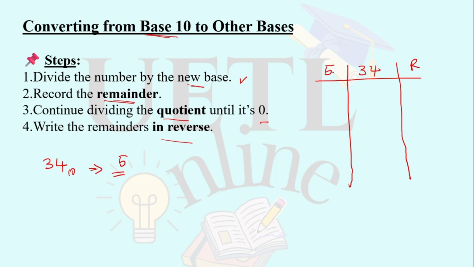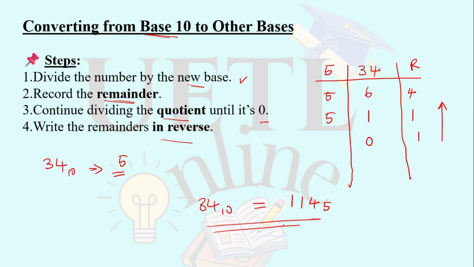Okay, so here we can see that 5 into 34 is 6, remainder 4. Okay, then now we say 5 into 6 is 1, remainder 1. Then you say 5 into 1 is 0, remainder 1. Okay, so now we just have to write our remainders in reverse. So this means that our answer is going to be 1, 1, 4, base 5. Okay, so 34 base 10 is equal to 114 base 5. Okay, as easy as that.